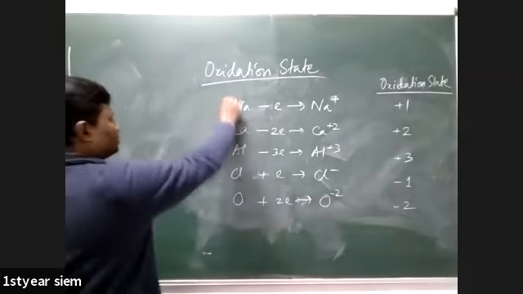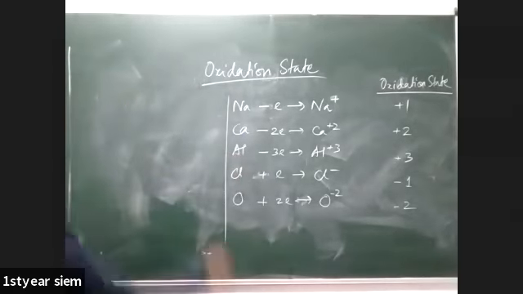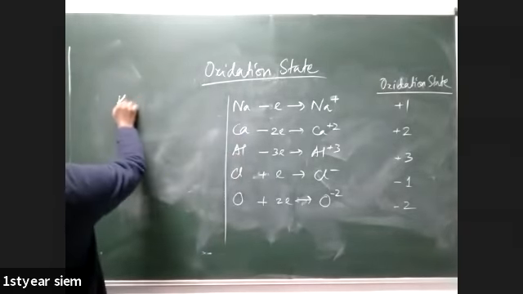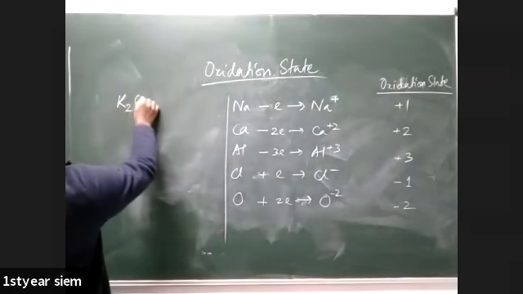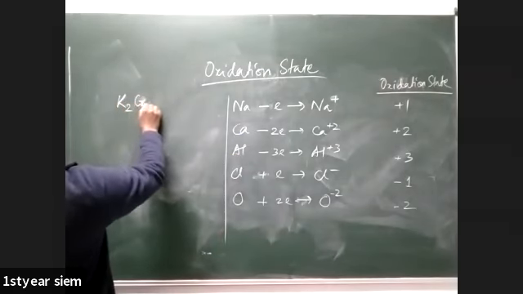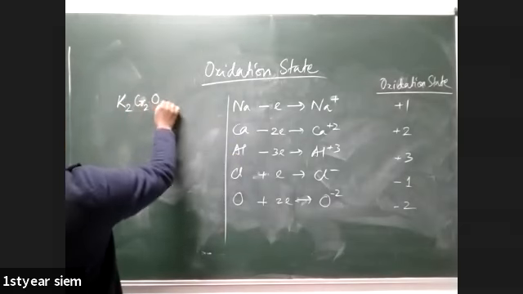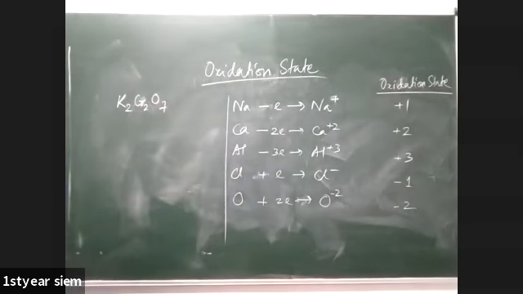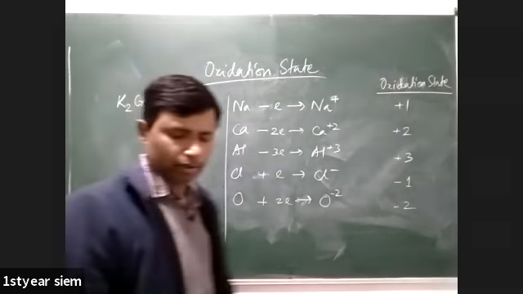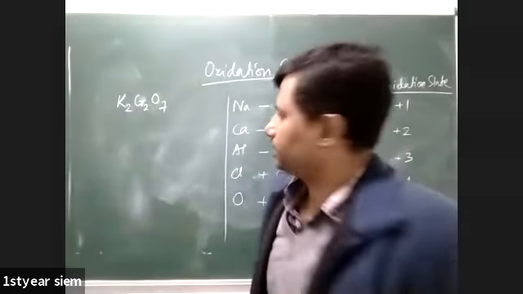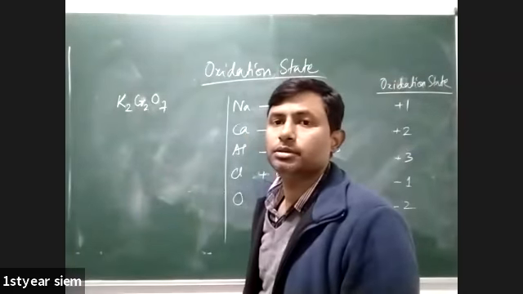Now, you know the oxidation state. Can you find out the oxidation state of chromium in K2Cr2O7, potassium dichromate? What is the oxidation state of chromium in potassium dichromate? Calculate.